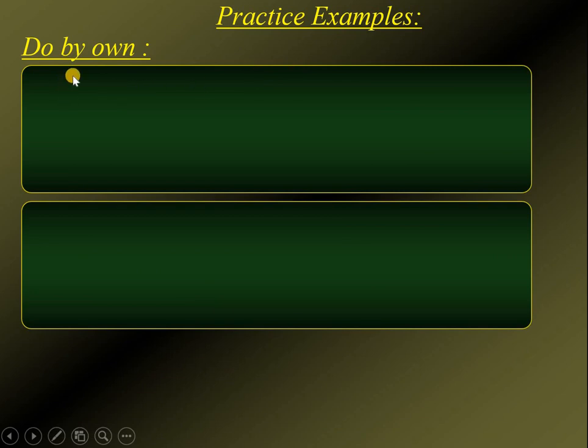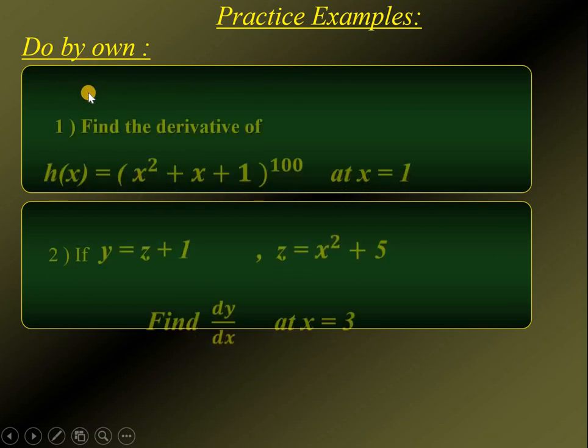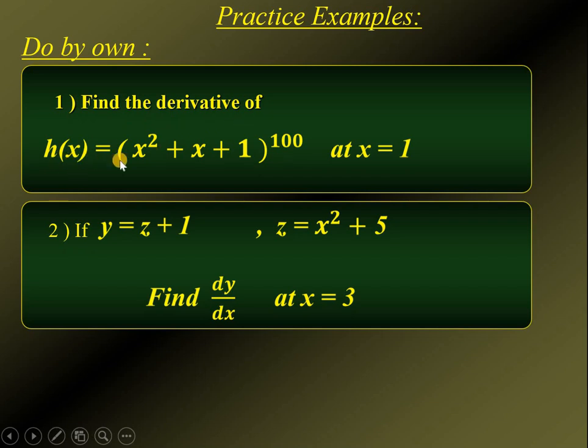Now we have practice examples, but you have to do them by yourself. Number 1, find the derivative of h of x equal x squared plus x plus 1, all up to power 100, at x equal 1. In the first case, we need to use the chain rule because I have a function raised to power 100. If you have a function raised to a certain power, you need to use the chain rule. How? Derivative of the outside and leave the inside, multiply by the derivative of the inside, and then replace x by 1.